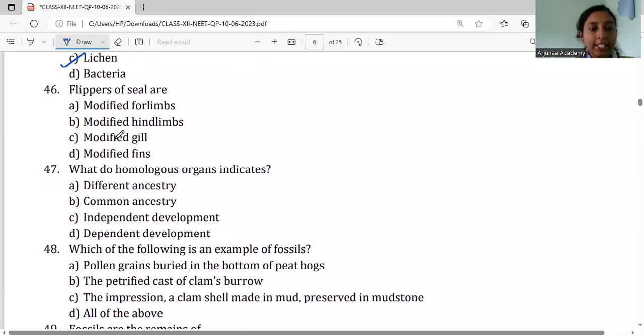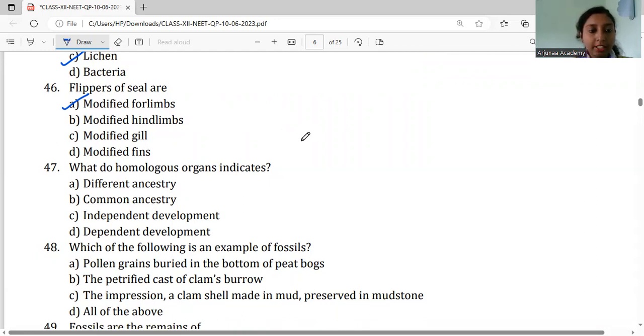Flippers of seal. Here again, seal is a mammal, right? Whatever the forelimb is there, the flippers are a modification of forelimbs. Instead of wings, it is modified into flippers.